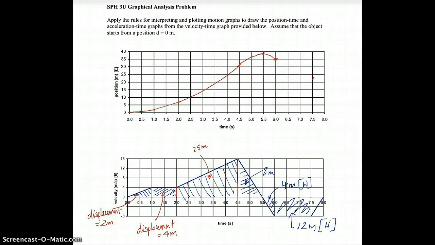And these two data points should be joined by a straight line, like so, because the velocity is constant there.